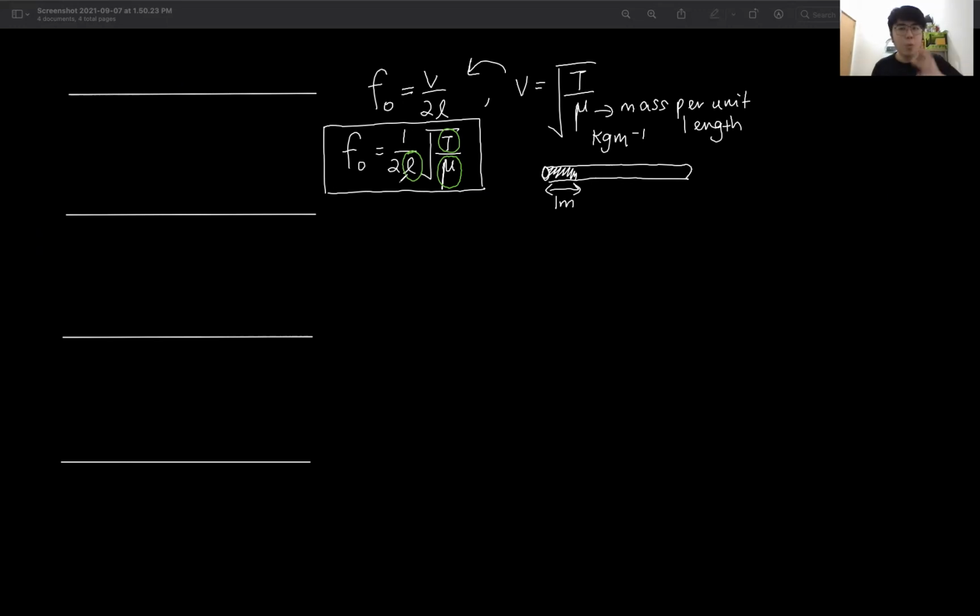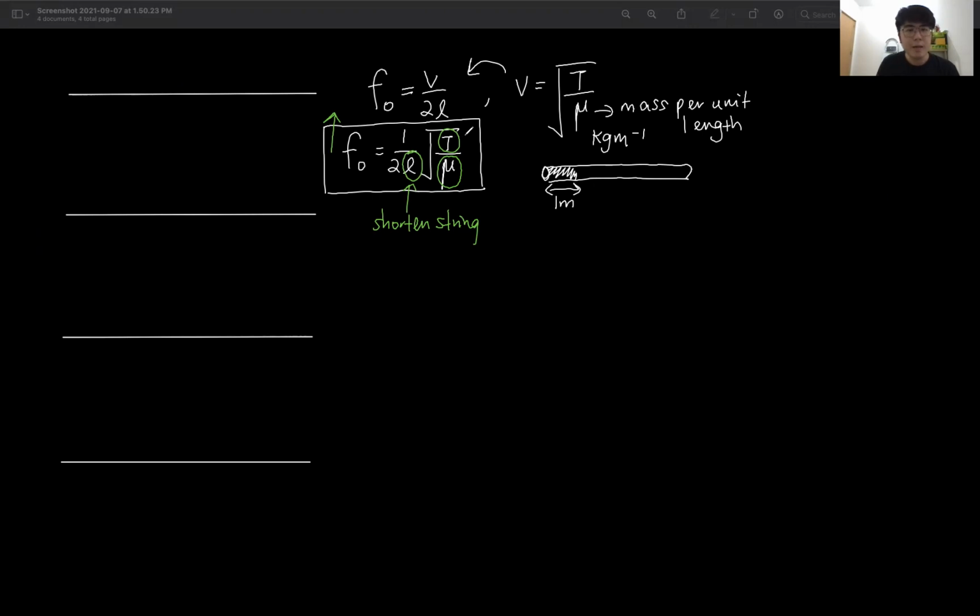So if I want to increase the pitch of a guitar string, what do I do? Based on this one, there are 3 factors. First is the length, right? So I can decrease the length by shortening the string, by pressing the fretboard. By pressing the string, I have created a note and I have shortened the string. So I have changed the frequency that I hear to a higher pitch.